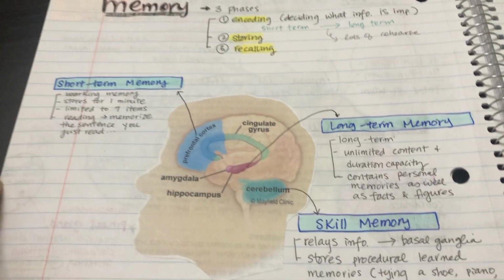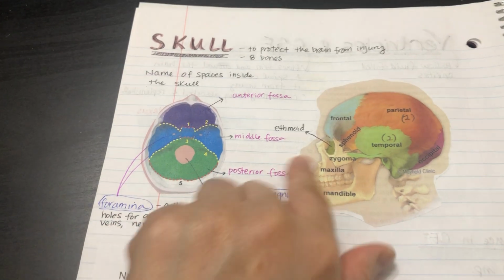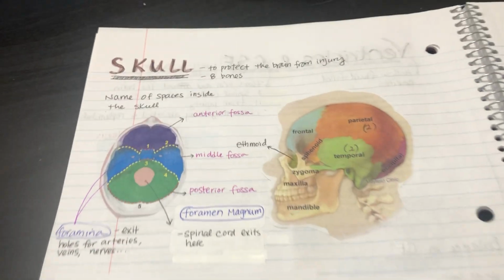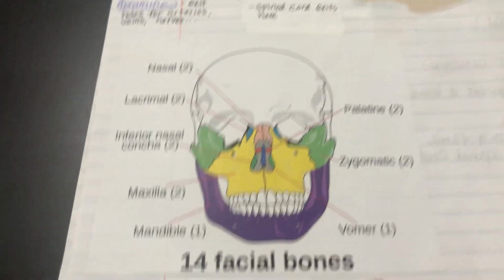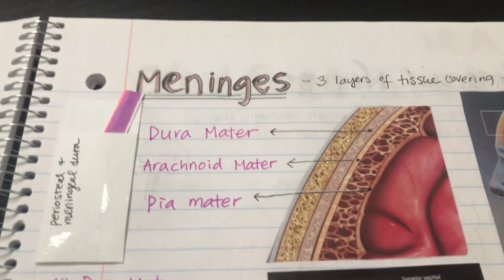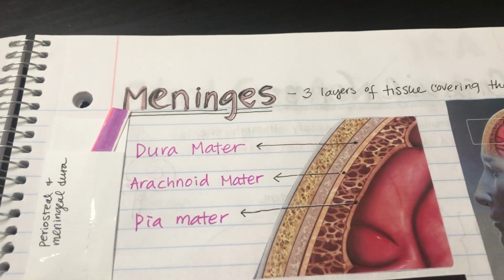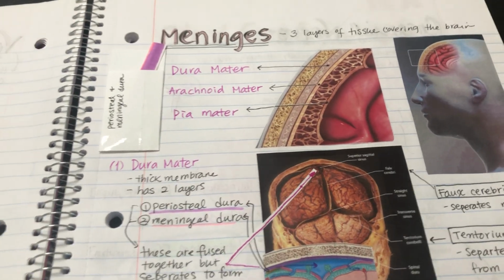And then we go to memory. That's my memory. And I go to ventricles and CSF. I showed you that. Skull. And again, I already explained that. And it says there are 14 facial bones, but it didn't have a picture, so I went to the internet and printed it out. Now this page, I had to do a lot because this page has no picture. So I had to look for it, and it was very complicated.